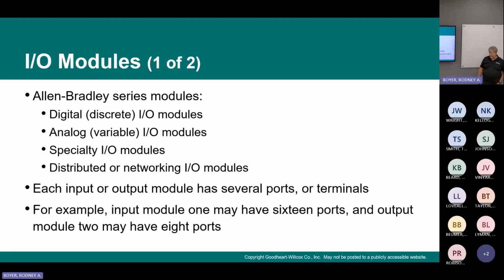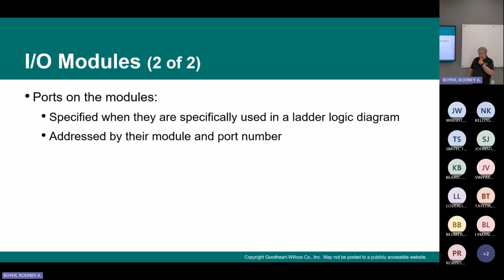Each input or output module has several ports or terminals. For example, input module 1 may have 16 ports and output module 2 may have 8 ports. That's accurate for MicroLogix as well. Ports on modules are specified when they are used in the ladder logic diagram and are addressed by their module and port number.